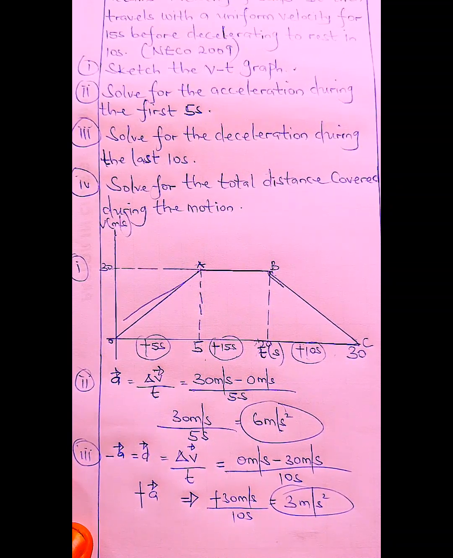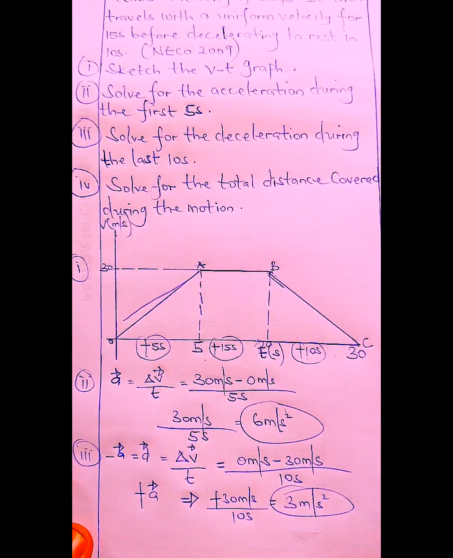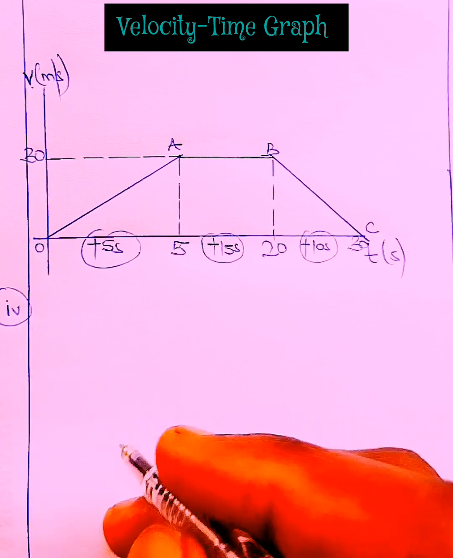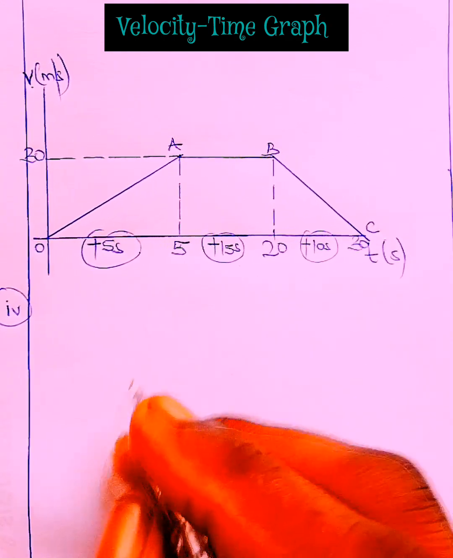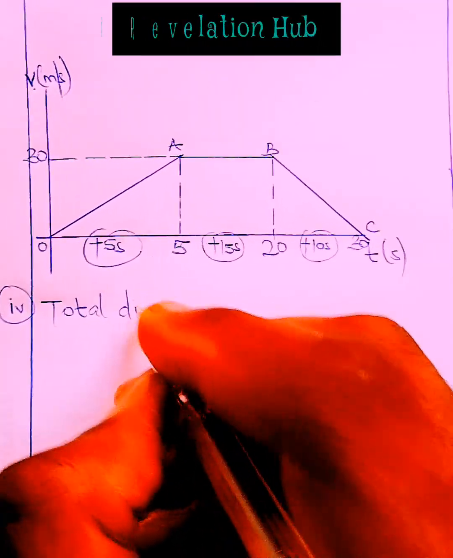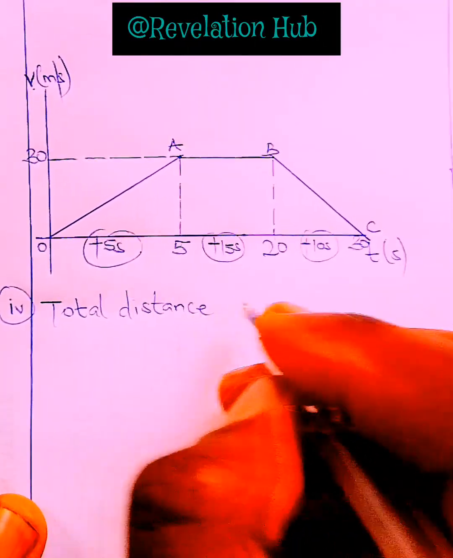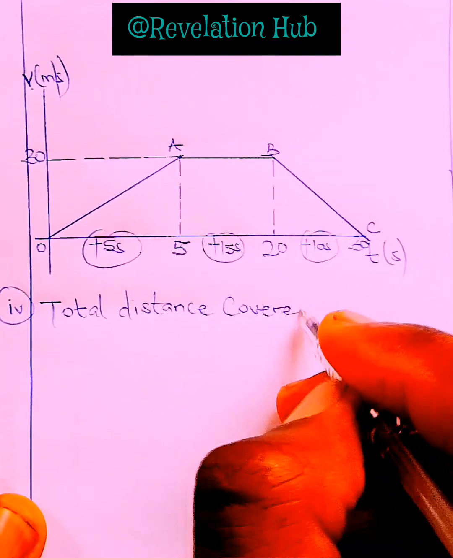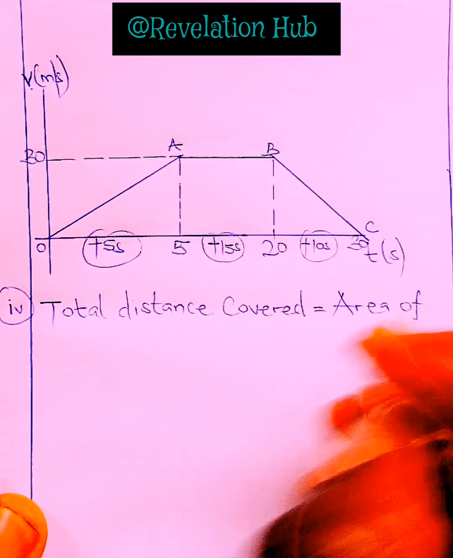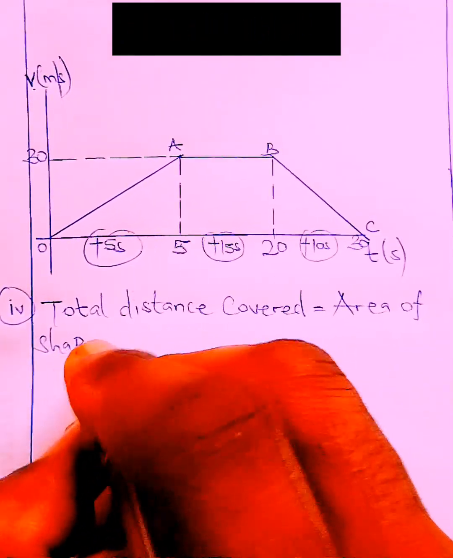So quickly, we're going to be looking at the last question, which is the total distance covered by the body. Don't forget that the total distance covered by the body is simply the area of this very shape that we have here. Let's quickly see how to get that. So total distance covered is the total area of the shapes.